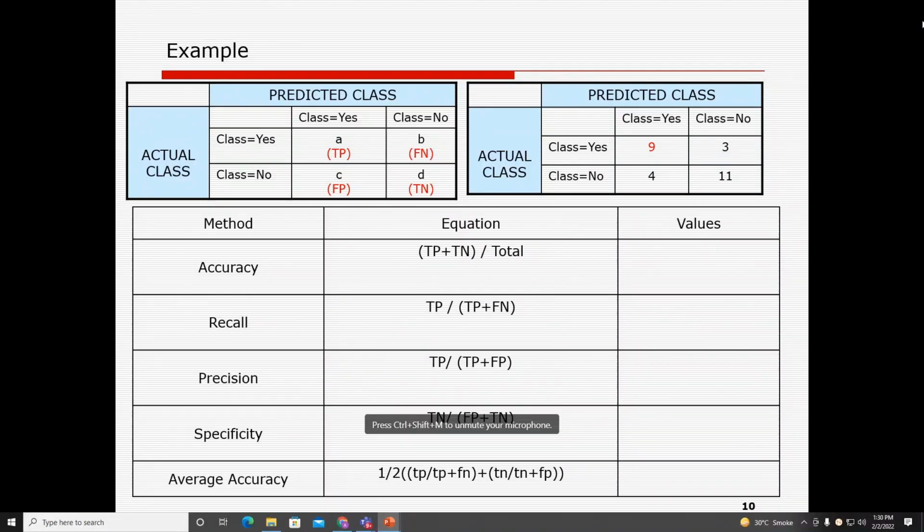And 1/2 of your specificity plus your recall, that is sensitivity, is nothing but my average accuracy. So in the previous two examples, we haven't calculated specificity. If you calculate specificity, 1/2 of your recall or sensitivity plus your specificity is nothing but your average accuracy. It is also called AUC, area under curve.